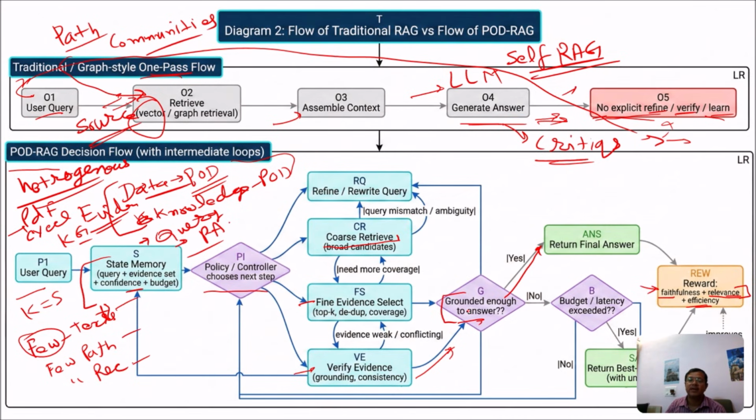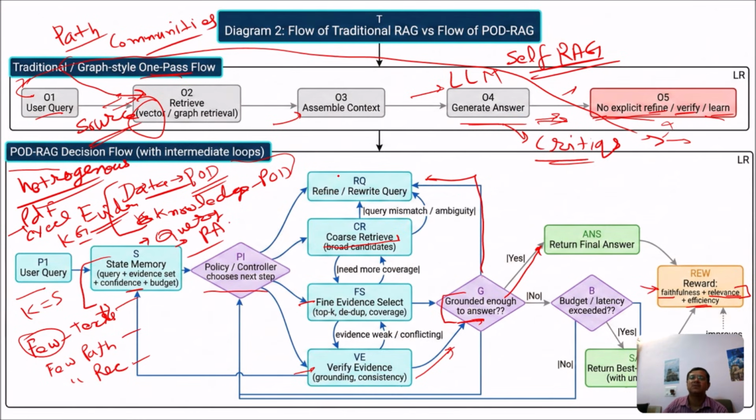Now suppose what happens at the grounded enough to answer check, it finds that the answer is not so good according to the quality. Then what will happen? There are two scenarios. First scenario is that if you have a sufficient balance, like your budget is such that you can continue with a few more loops, then it will refine or rewrite the query.